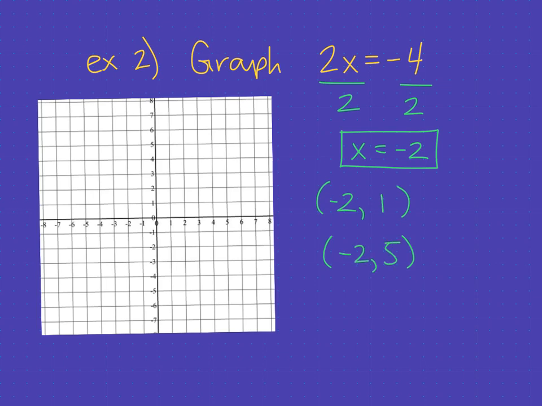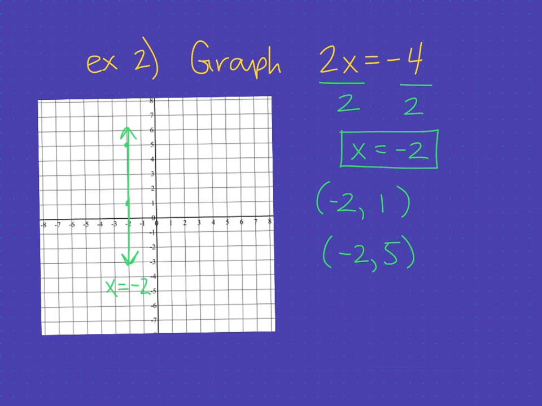So there we go. There's 2 random points I came up with. You can come up with more if you want, but the coordinate point -2, 1 is right here. The coordinate point -2, 5 is up here, and 2 points makes a line, but whatever other points you made, you would clearly see that it's on this vertical line. So this is the line x equals -2.